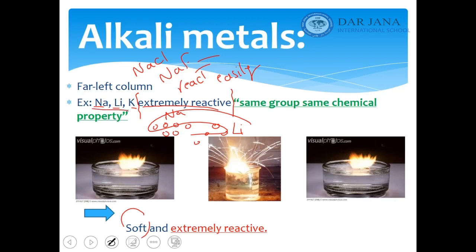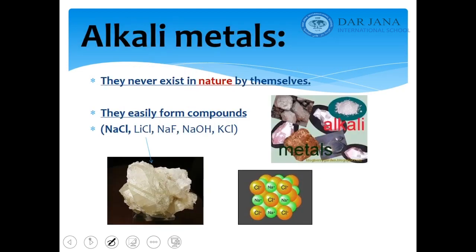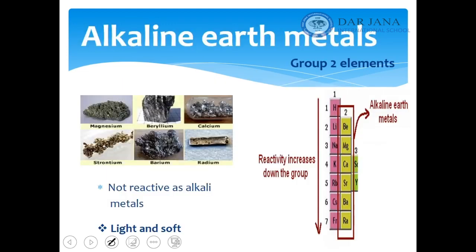So we have now alkali metals. Some of these compounds are sodium chlorine, lithium chlorine, sodium fluorine, sodium hydroxide. This is the hydroxide group. You're going to see it later in the acid and base lesson. Potassium chloride, so different compounds. So they easily form compounds.